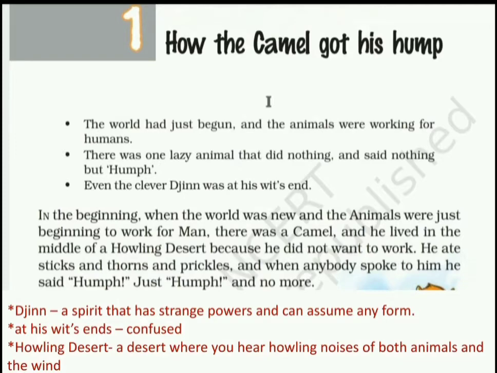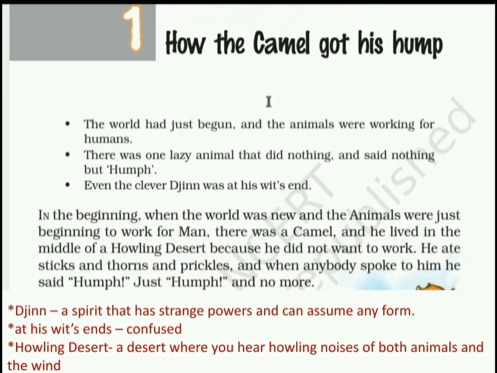So now we'll do part 1 and we'll see the main points here, children. The world had just begun and the animals were working for humans. So when the world had started, at that particular time, animals were working for human beings. There was one lazy animal that did nothing and said nothing but hump. So what is this hump? Hump is an expression which is slightly scornful, or a feeling of superiority or dissatisfaction. So here there was one lazy animal. It did not do anything, but it just said hump.